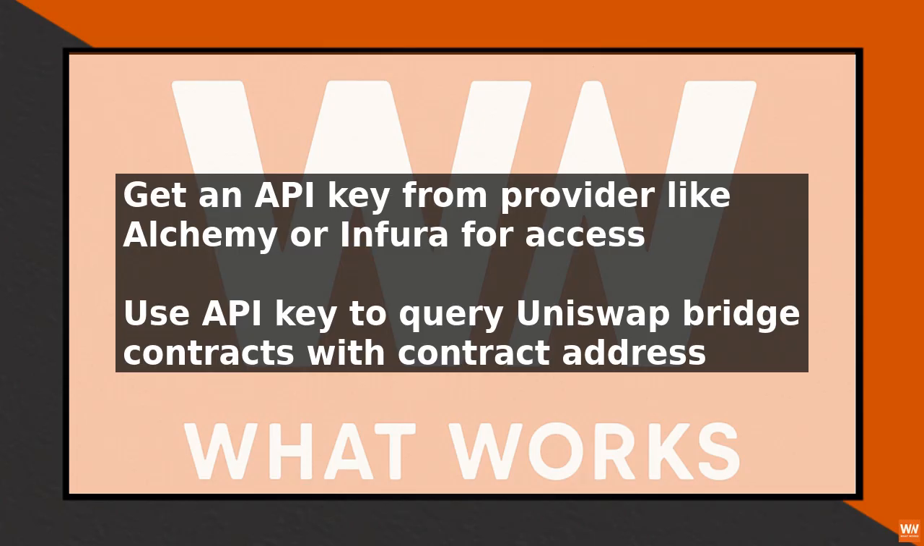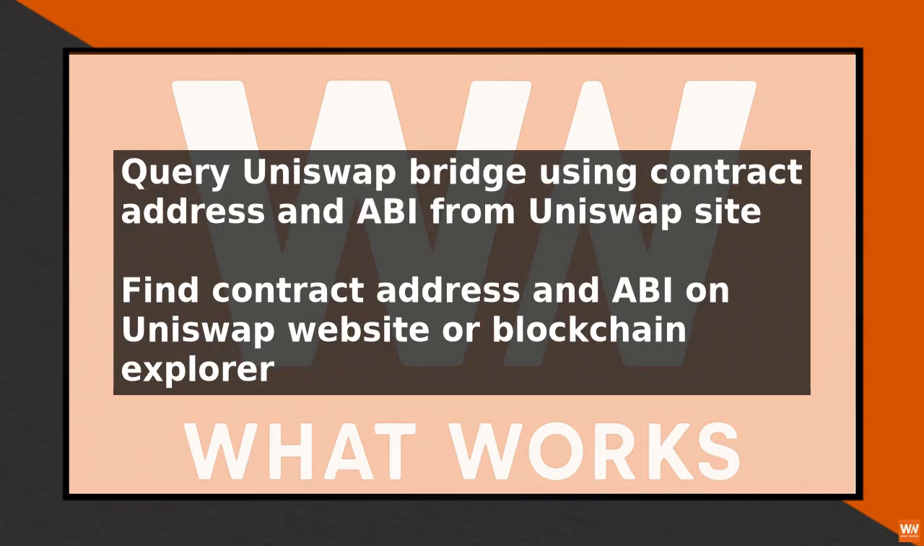signature. To query the Uniswap bridge, you need to know the contract address and the API of the contract. The API is a JSON file that defines the functions and variables of the contract. You can find the contract address and API on the Uniswap website or on a blockchain explorer.